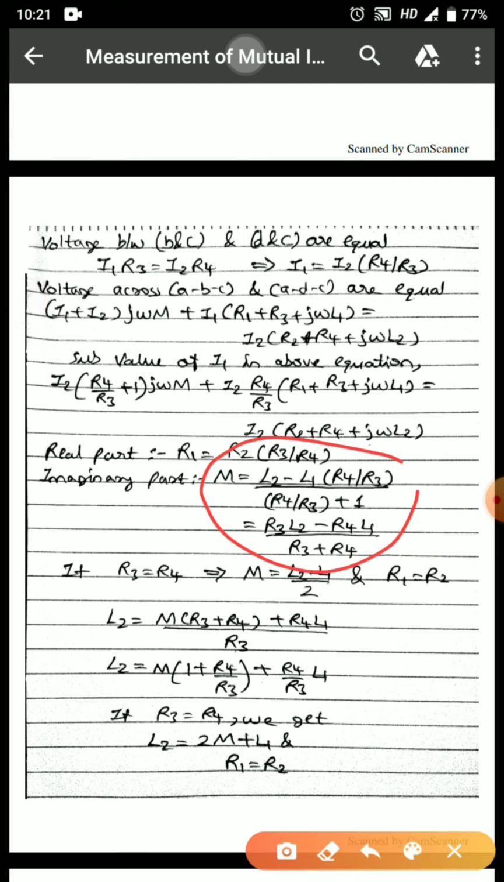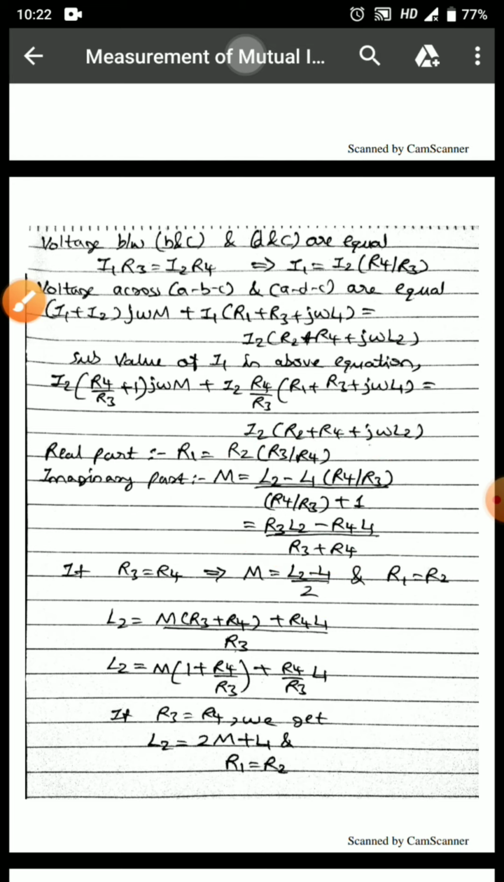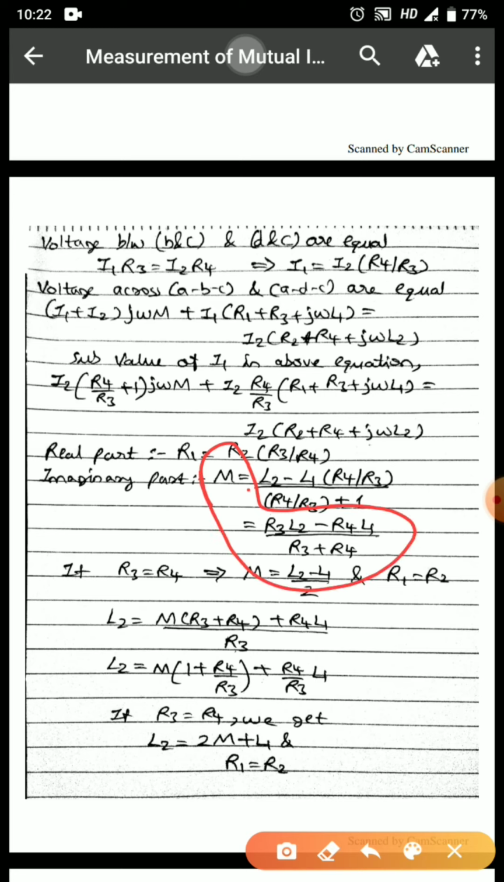Now we will be moving on to the next modification, that is Campbell's modification. Before moving on to Campbell's modification, we have to derive a small formula. Now what I am doing is, I know what is the value of M from solving the imaginary part. Now from this I will try to derive the value of L2.